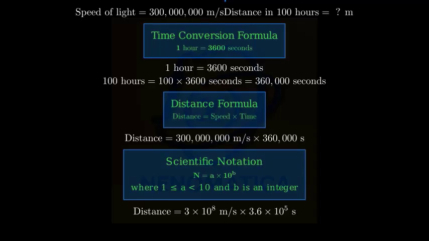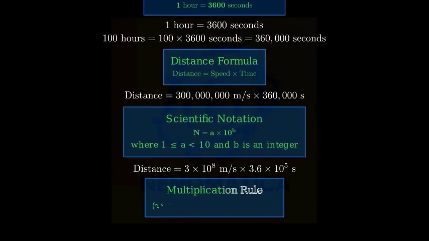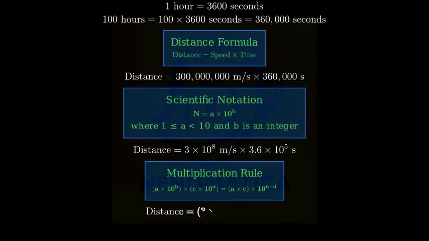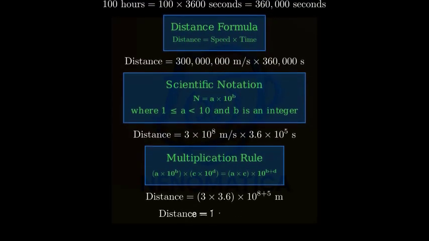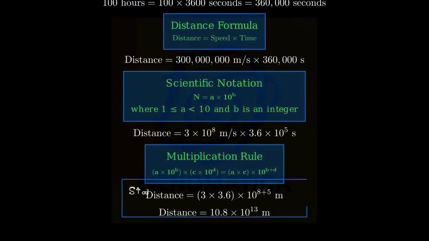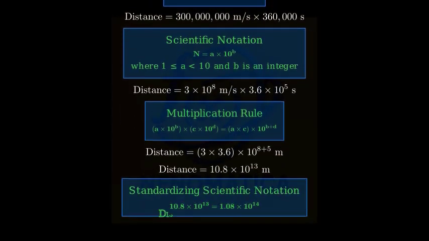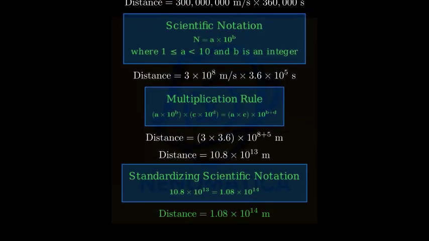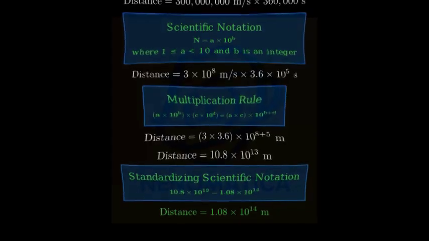300 million is 3 times 10 to the power of 8, and 360,000 is 3.6 times 10 to the power of 5. When multiplying numbers in scientific notation, we multiply the coefficients and add the exponents. In scientific notation, the coefficient should be between 1 and 10. Since 10.8 is greater than 10, we adjust it to 1.08 and increase the exponent by 1.